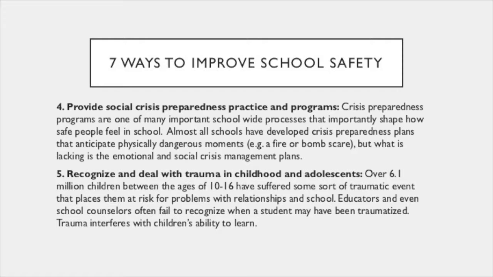Fifth way to improve school safety, recognize and deal with trauma in childhood and adolescence. Over 6.1 million children between the ages of 10 to 16 have suffered some sort of traumatic event that places them at risk for problems with relationships in school. Educators and even school counselors often fail to recognize when a student may have been traumatized. Trauma interferes with children's ability to learn.